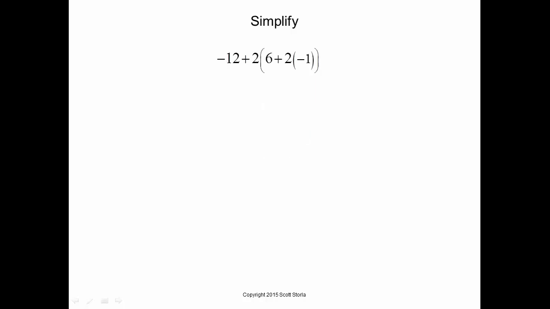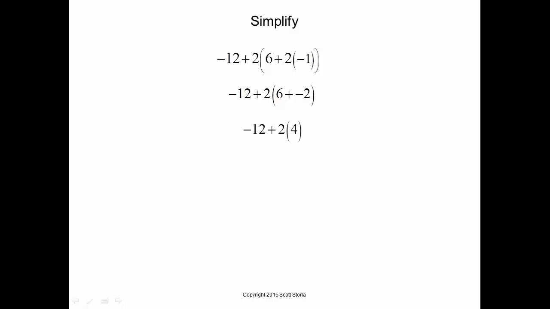And here's our last problem. Here we have 1, 2, 3, 4 operators. I need to start in the parentheses. In the parentheses, I have addition and multiplication. Multiplication is first. 2 times 1 is 2, and the signs are different, so it's a -2. In the parentheses, now I'm adding. Signs are different, so I take absolute values and subtract. 6 minus 2 is 4, and since 6 is absolutely larger, it's a +4.